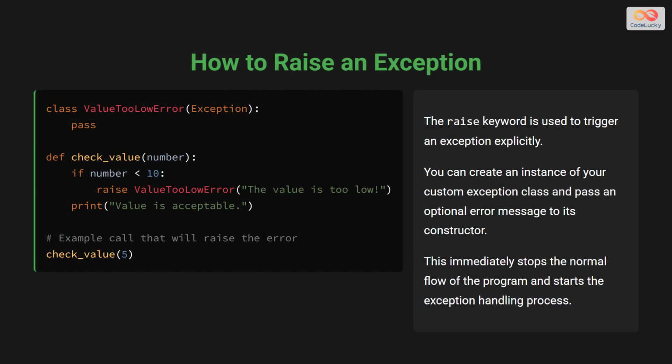Once you have defined your custom exception, you can use the raise keyword to trigger it. In this example, we have a function that checks if a number is less than 10. If it is, we raise our custom ValueTooLowError. You can also pass a descriptive string message when you raise the error, which can be very helpful for debugging.